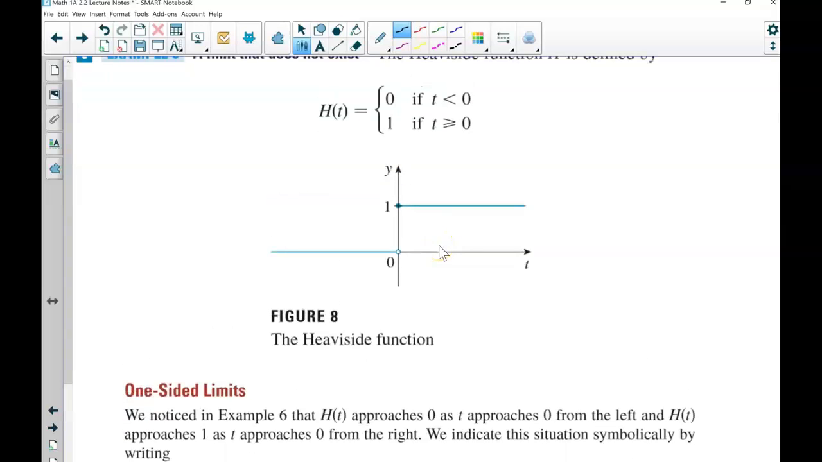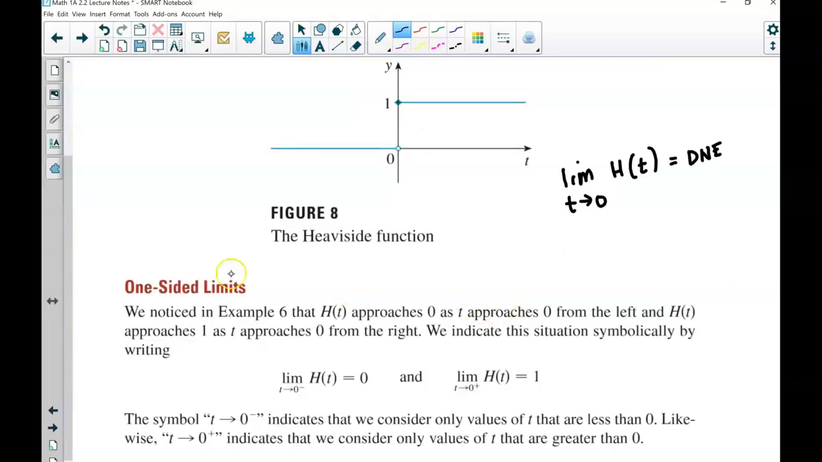So we would say that the limit as t approaches 0 of the function H of t does not exist. Hence, this is what we're going to talk about when we talk about one-sided limits.